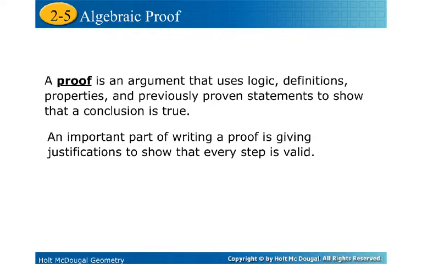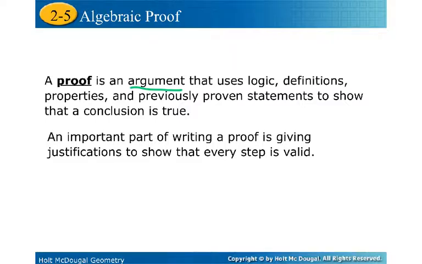All right, so a proof, we may not have defined it that first day when we were doing algebraic proofs, but a proof is an argument that uses logic, definitions, properties, and previously proven statements in order to show that a conclusion is true. Your argument does need to be pretty foolproof, which is why you have all of those different steps. So you can't skip too much, because otherwise people aren't going to follow the logic of your proof.